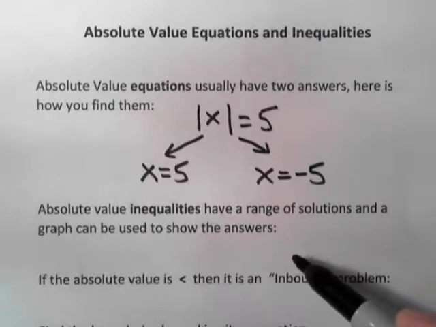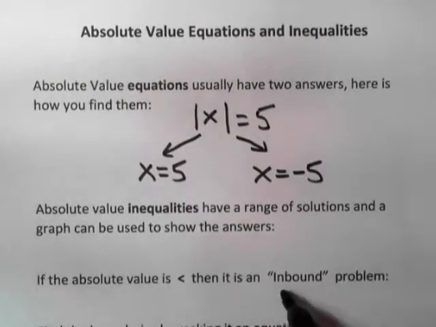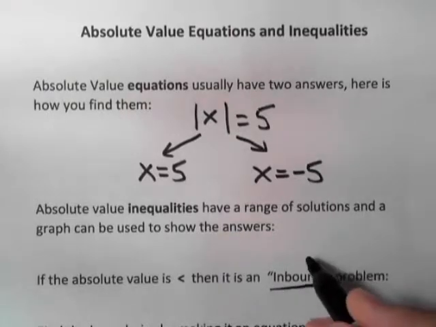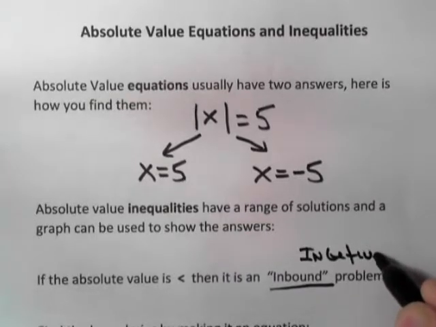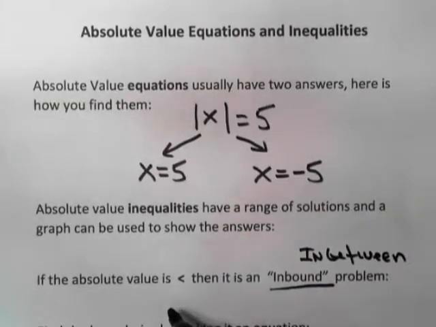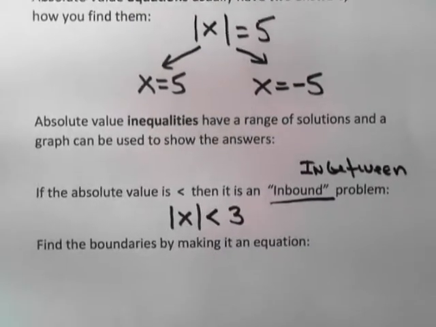Well, absolute value inequalities, if we don't have an equation but have an inequality, have a range of solutions, and a graph can be used to show the answers. Now, where we're going with this, there are two different things that can happen. We can have what I like to call inbound problems, which really have the answers end up being in between. It could look simply something like this: the absolute value of x is less than 3. When the absolute value is getting smaller, the V is pointing to it, it's heading towards 0, and this is one of these in-between types of situations.